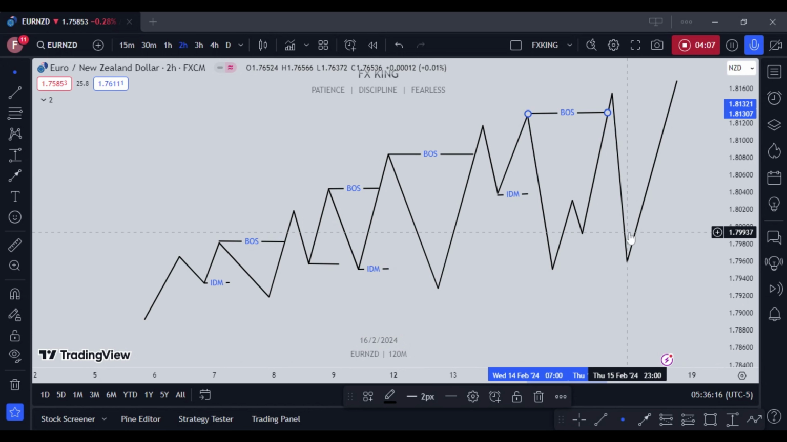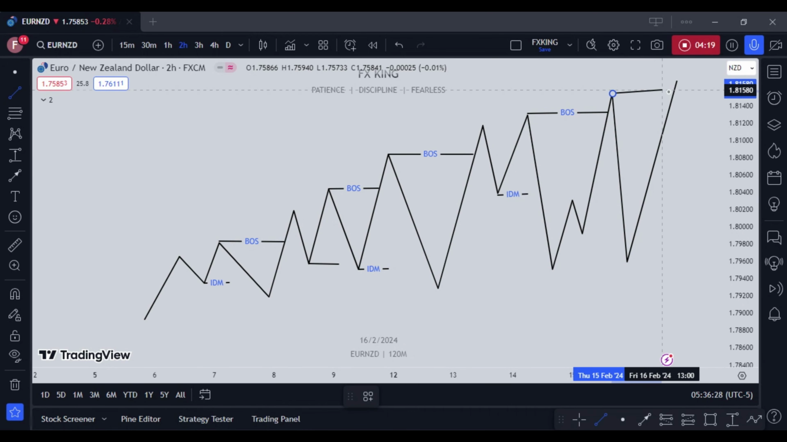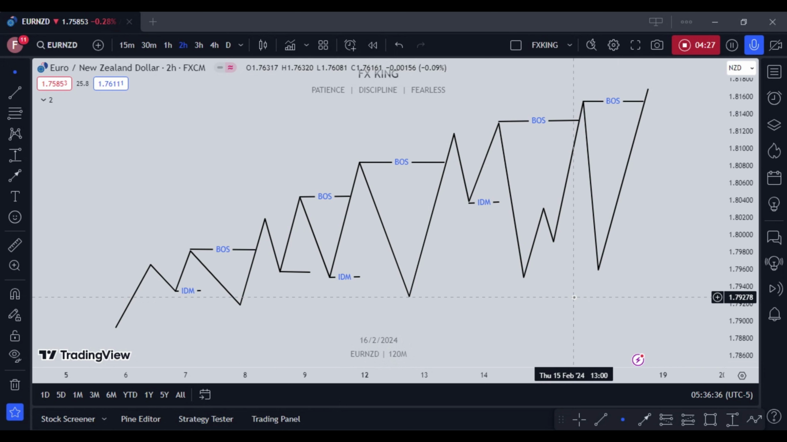Now, looking at this level here, we see that this is our first pullback. So when price takes out this, it gives us another valid break of structure. So this is how you continue to mark your break of structures. Every day you make sure that you update your break of structure. If you fail to update your break of structure in a day, you may find problems with trading during the next 2 or 3 days because of forgetting to update it. So make sure you update your break of structure daily.